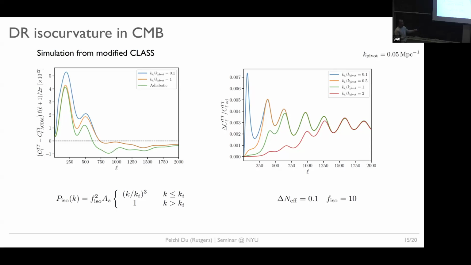Because this becomes smaller and smaller, it goes back to the adiabatic ones. And the blue ones, the Ki's transitions later, so they deviate from that at the smaller L's, and eventually they will go back to the adiabatic ones.